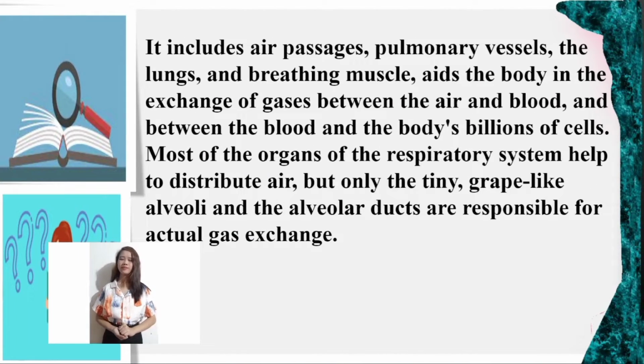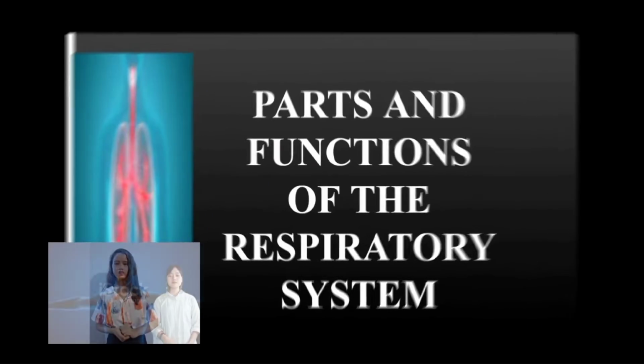In addition, the respiratory system, which includes air passages, pulmonary vessels, the lungs, and breathing muscles, aids the body in the exchange of gases between air and blood and between the blood and the body's billions of cells. Most of the organs of the respiratory system help to distribute air, but only the tiny groups like alveoli and alveolar ducts are responsible for actual gas exchange.